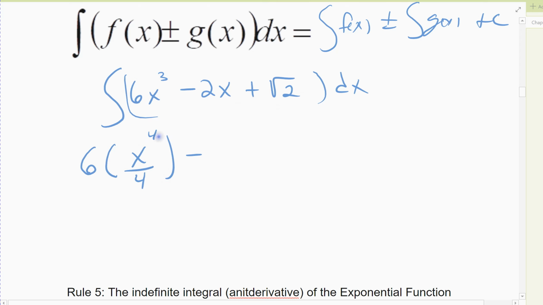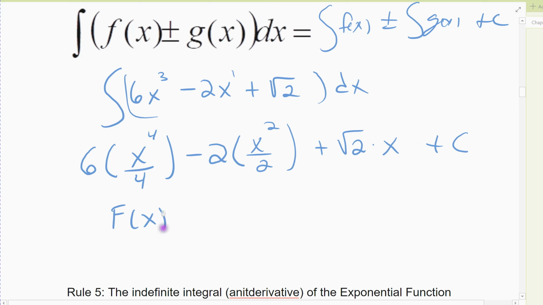Now this one, you could probably do the antiderivative in your head, but I'm going to write out the rule. The 2 is going to come along. The antiderivative of x, remember x to the 1st, there'd be a 1 there. So I add 1 to get a square, and then I divide by that square. And then the square root of 2 is just a constant, so it'd be the square root of 2 times x, and then there's a plus c at the end.